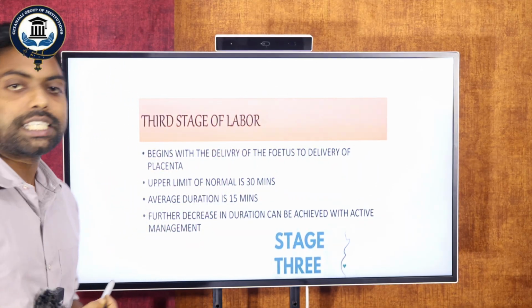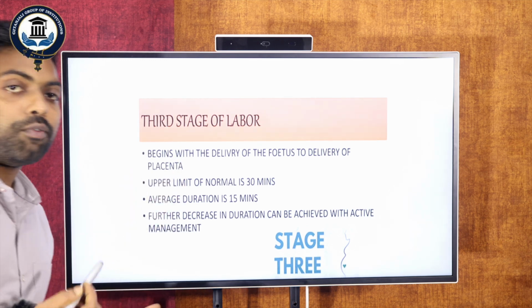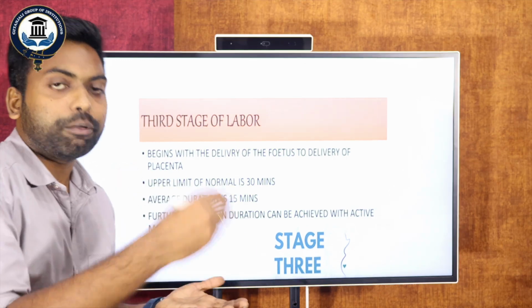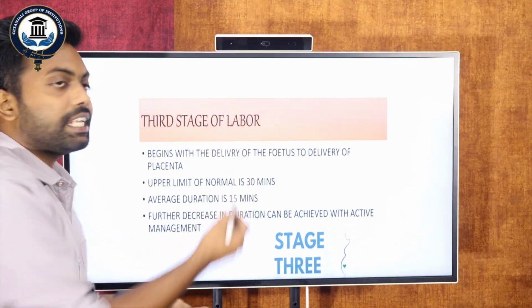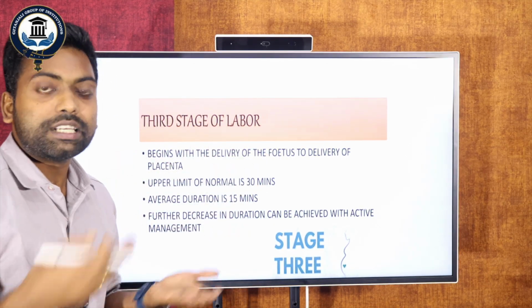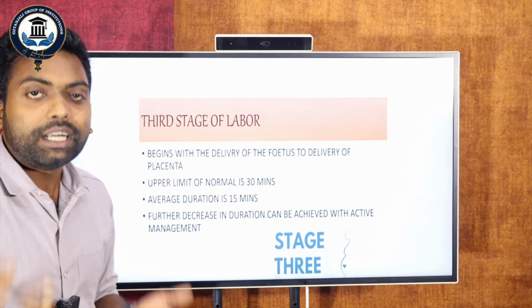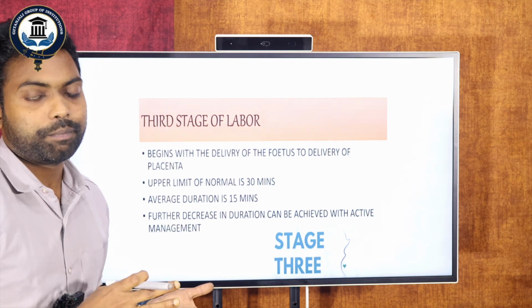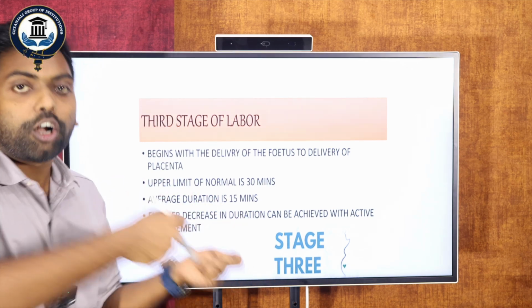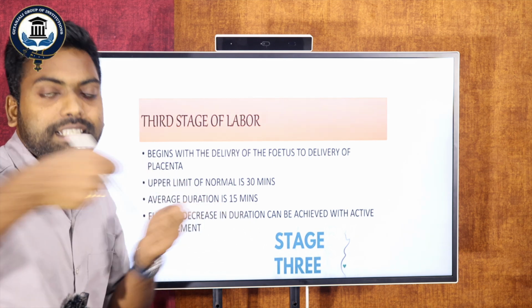Let us see the third stage of labor. In the second stage of labor, we have seen that the fetus is expelled and delivery is completed. My dear students, once the delivery is completed and the baby is expelled, what is the remaining part within the mother's womb? Nothing but the placenta. So we must take that placenta out of the uterus.